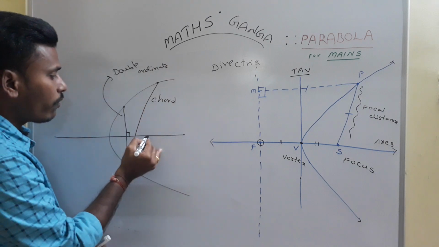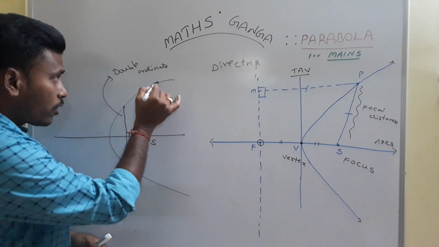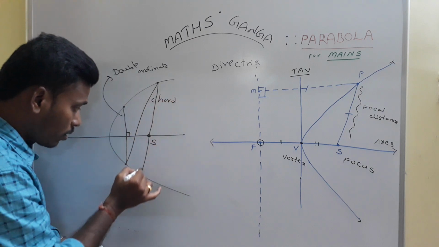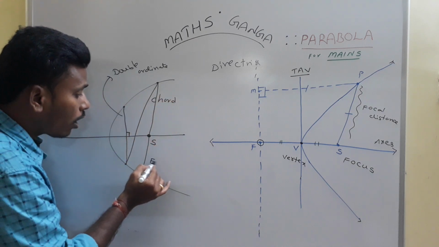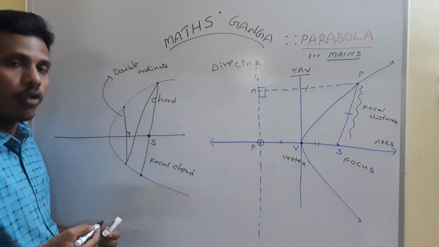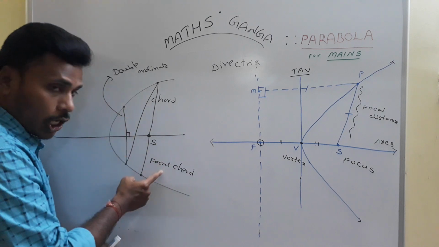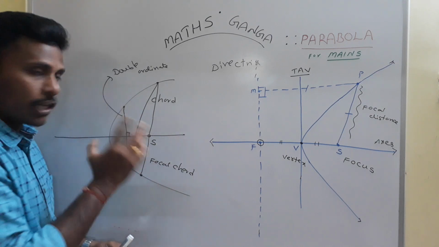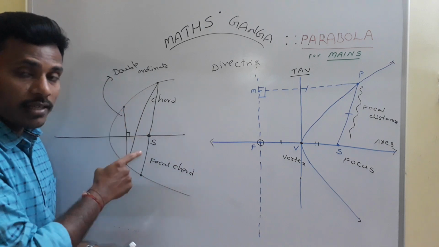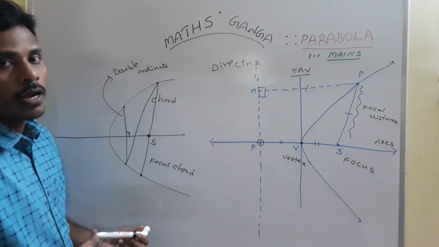And one more thing: if you have the focus here, and a chord which is passing through this focus, this is called a focal chord of the parabola. This is also basically a chord, but it passes through the focus. So here we have 3 terms: chord, focal chord and double ordinate. Everything is a chord. If it passes through the focus, it is called a focal chord. If it is perpendicular to the axis, it is called a double ordinate.